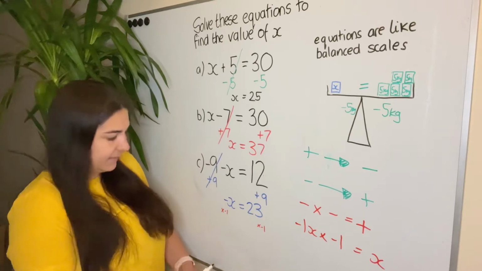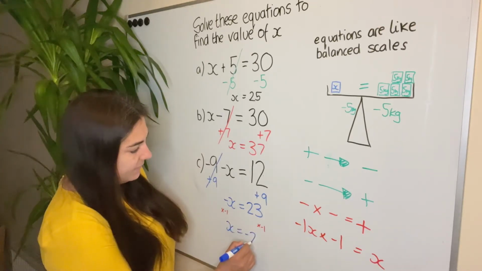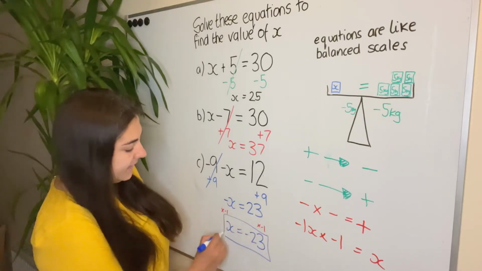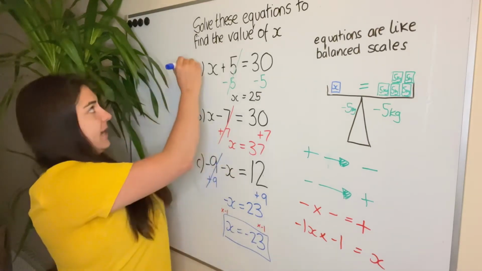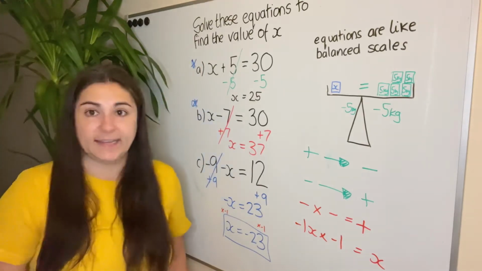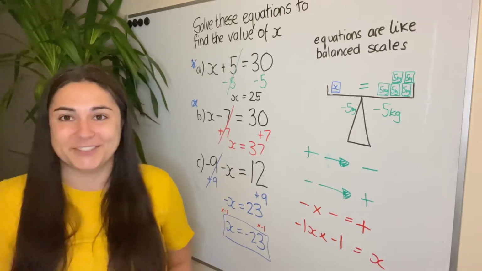So if you've multiplied both sides by -1, you get x equals -23, okay? And that's how you've solved this one. But really, the focus of this video is feeling confident in doing these 2 steps. So let's see if we can have a go with the practice questions.